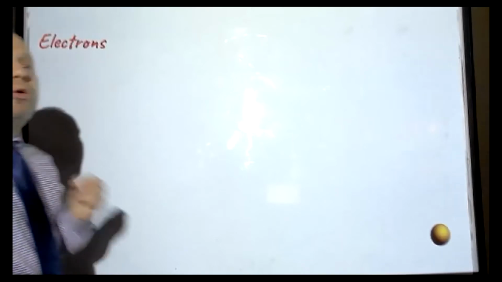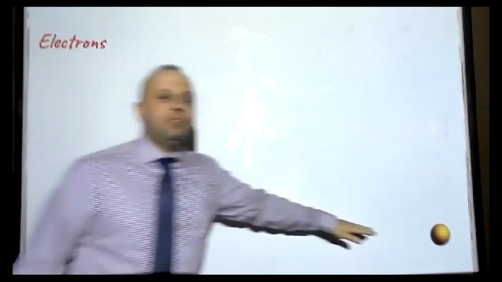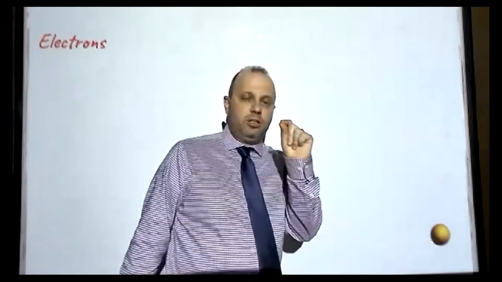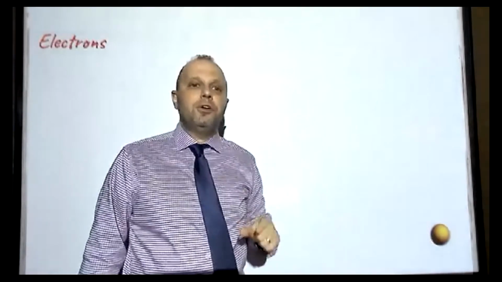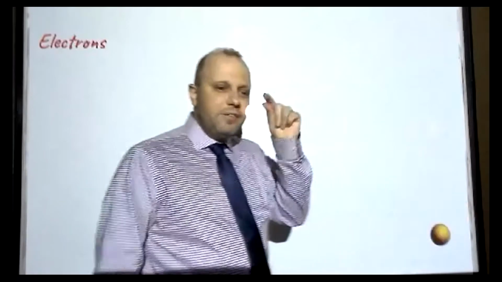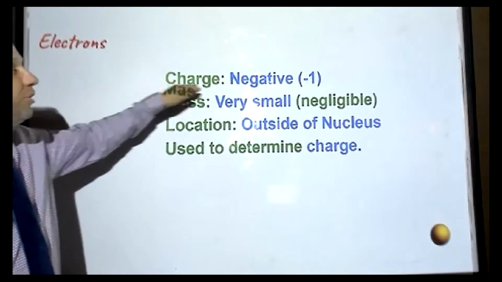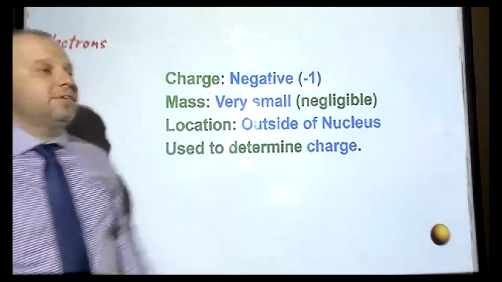Next one. Our third particle, as you can see behind me, is called the electron. Notice that it is much smaller than a proton or a neutron. Protons and neutrons were really big. Electrons are very, very small in comparison. So their charge is -1.